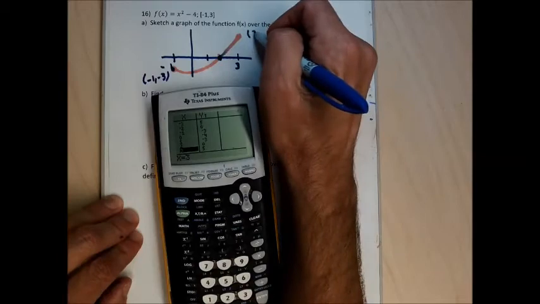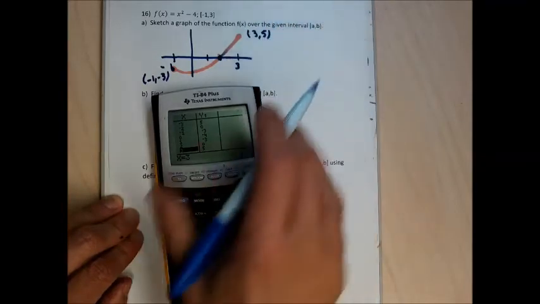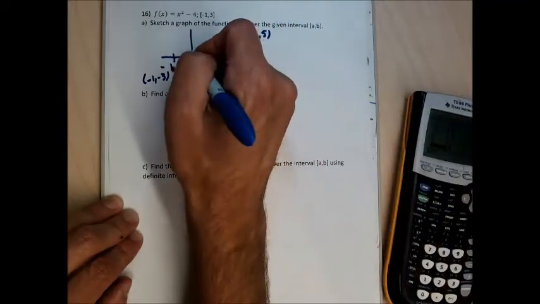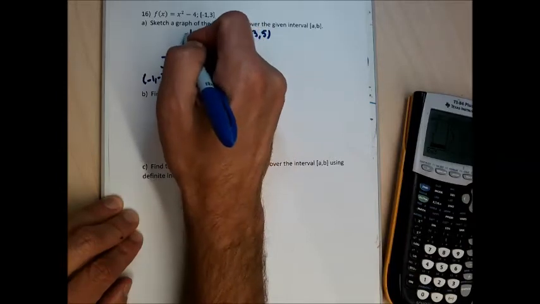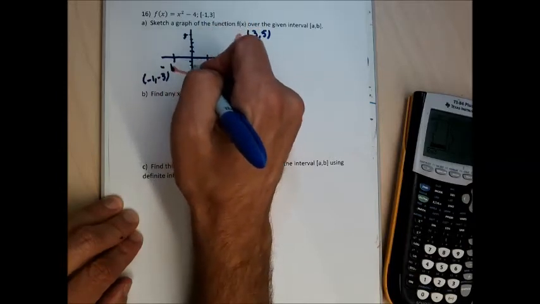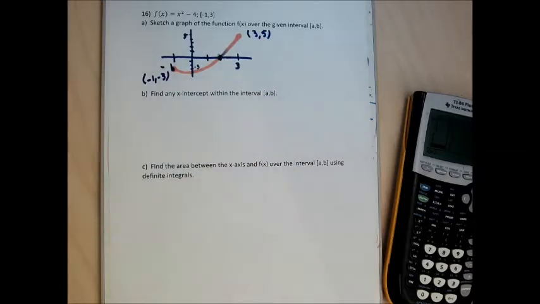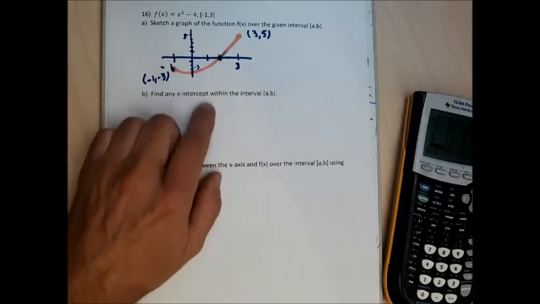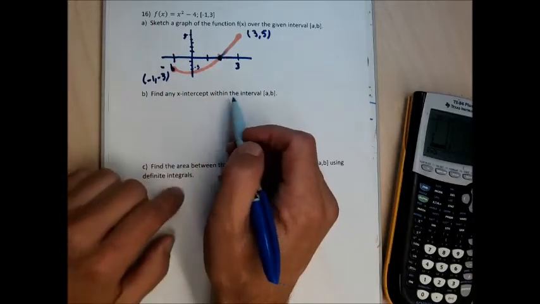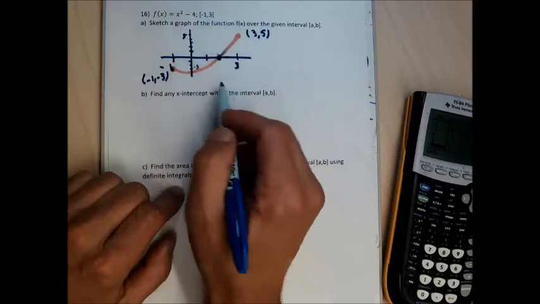So you can definitely mark up the y-axis and get a really nice graph: 1, 2, 3, 4, 5, -1, -2, -3. You can do that just fine, but you don't have to. It's going to be more important to get the right x-intercept. Part B wants me to find any x-intercept that's in between -1 and 3.